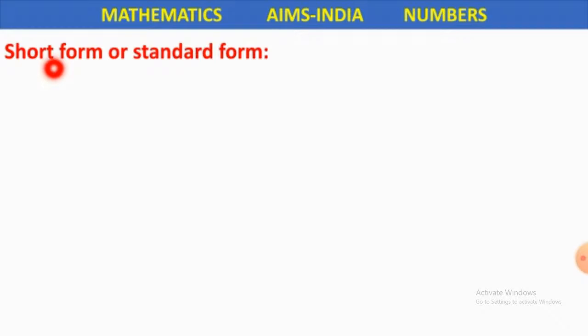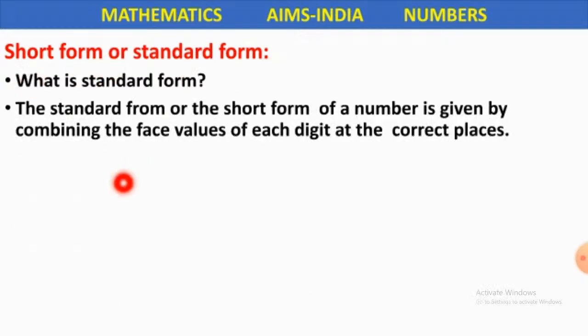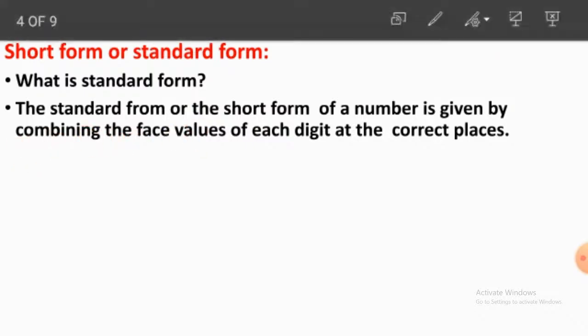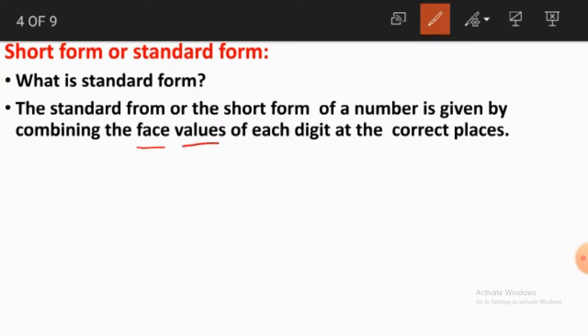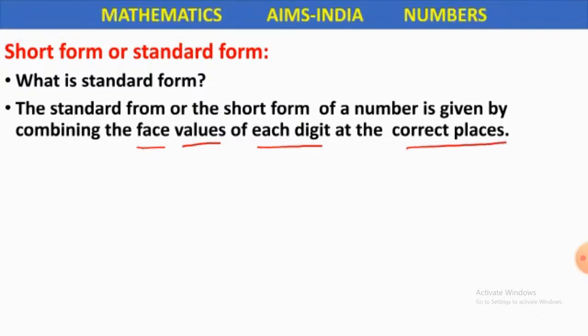What does short mean? Short means small. Yes or no, children? Short means small. So, what is short form or standard form? The standard form or the short form of a number is given by combining the face values of each digit at the correct places. Do you remember face values? Face value of the digit is equal to the number itself. If I am asking you to write the face value of 5, the face value will be 5 only.